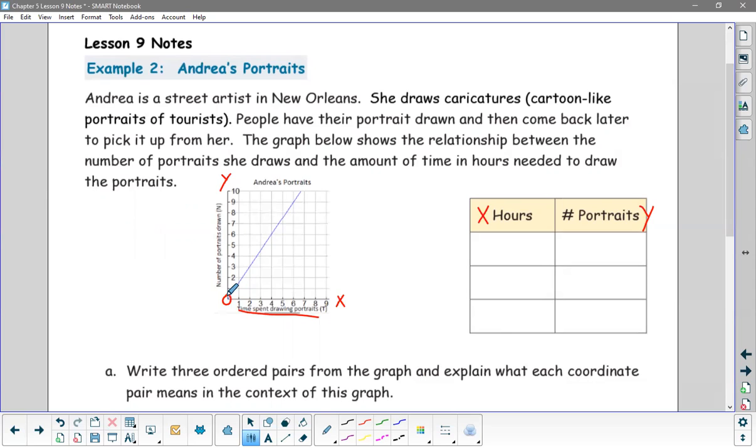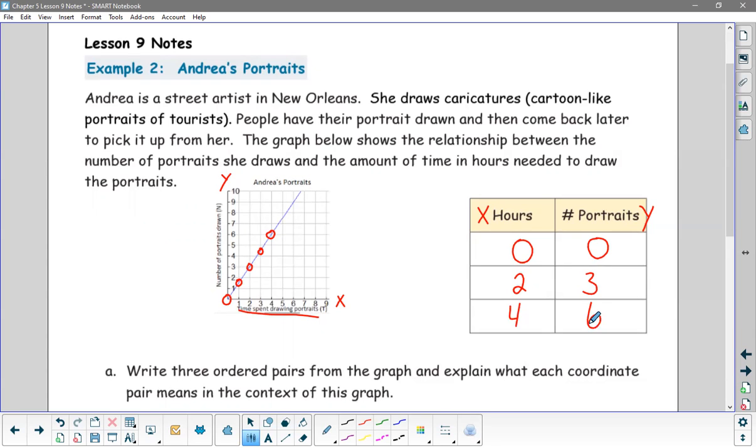But what we need to do is, there's a blank table, so we're gonna have to fill that out. So what I'm thinking is I need some points, right? So one point I could read is the origin, right? I could go 0 hours, took 0 portraits, right? And then I'm looking for other things I can read well. When it's at 1, I can't read that very well. When it's at 2, oh yeah, I can read that pretty good, right? At 2 hours, it looks like we could draw 3 portraits, right? If I go to the 3, I don't know if I know what that number is, but if I go to 4, I can read that one. 4 hours, 6 portraits, right?